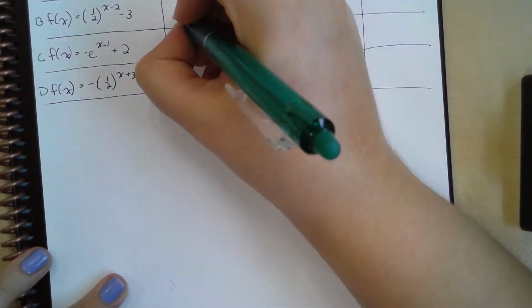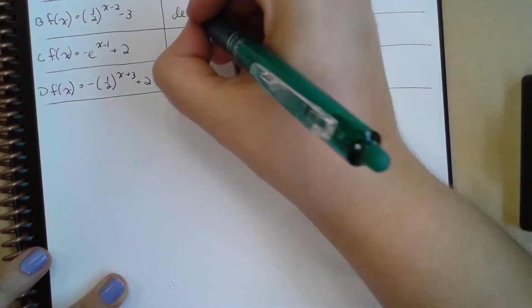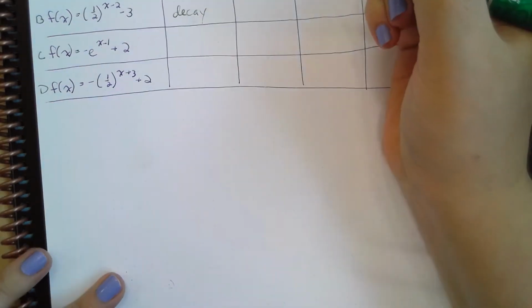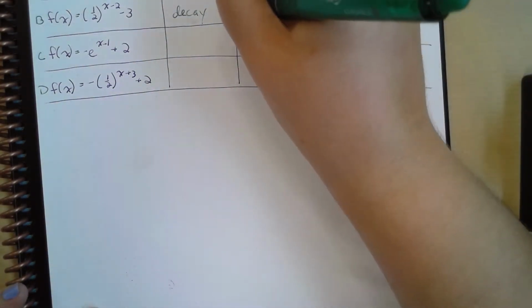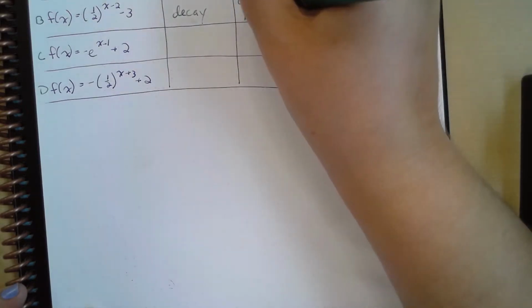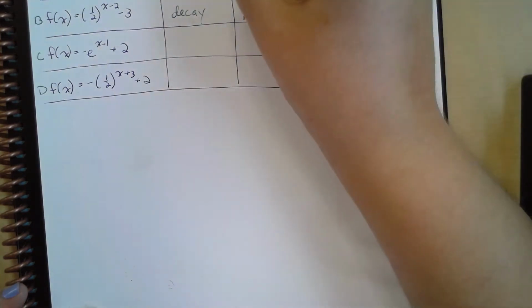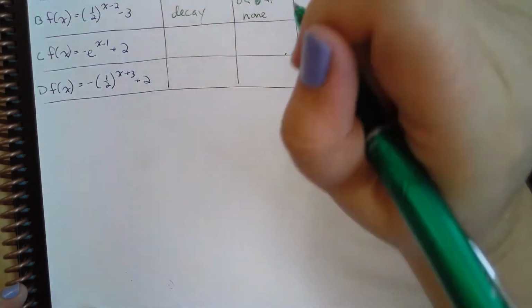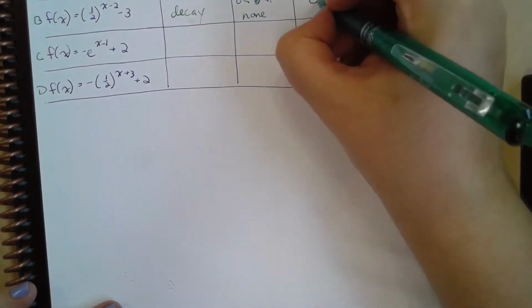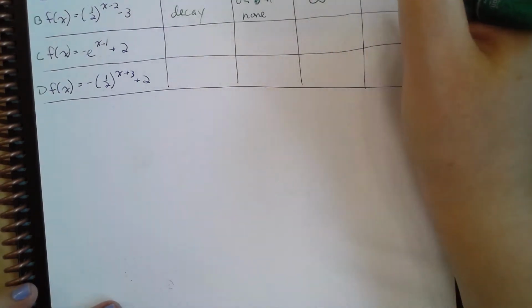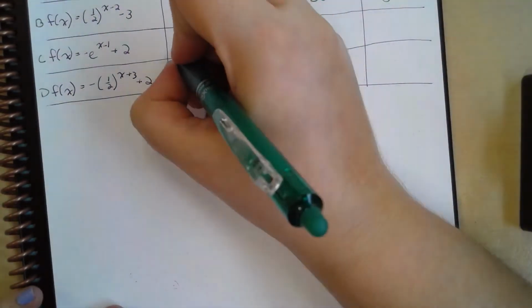Now, let's look at part B, our second graph that we talked about. That was a decay. Here we had no reflections, but in this situation, b was between 0 and 1. Take note of that. The limit as we went towards negative infinity was infinity, and the limit as we went towards infinity was negative 3.